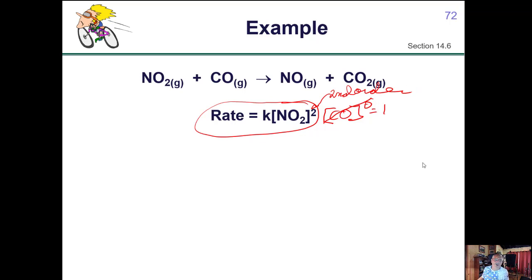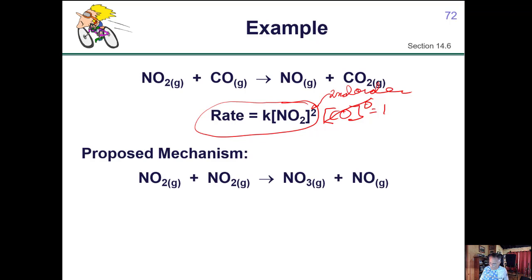So we have to think about it. We're going to propose a mechanism. And the first thing we're going to propose in the mechanism is an initial step. Now, each one of these initial steps, we call those elementary steps. So this is step 1, and it is an elementary step. It's not the whole shooting match. It's just an elementary step in a proposed mechanism. And what we're going to say is that in order for this reaction to take place, and this is based principally on the fact that nitrogen dioxide is second order in the experimentally determined rate law.